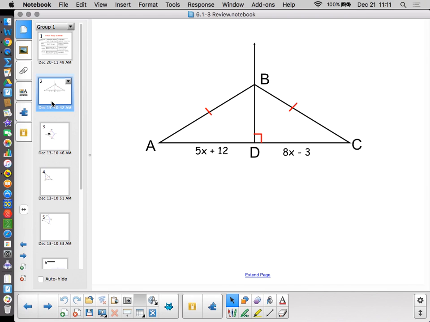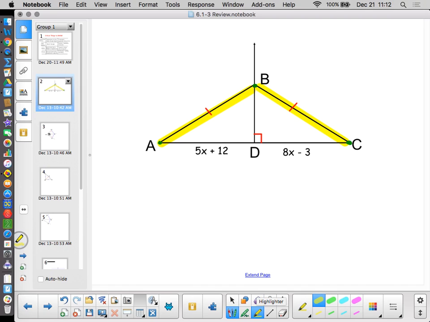All right, just going through the review problems again. We talked about this situation here. Obviously, since BD is perpendicular to AC and B is equidistant from points A and C, meaning that these two segments are congruent, we know, therefore, that BD is the perpendicular bisector of AC. Because we've got the perpendicular part, and we've got the equidistant from the endpoints, that makes it the perpendicular bisector, which means these two segments must be congruent.